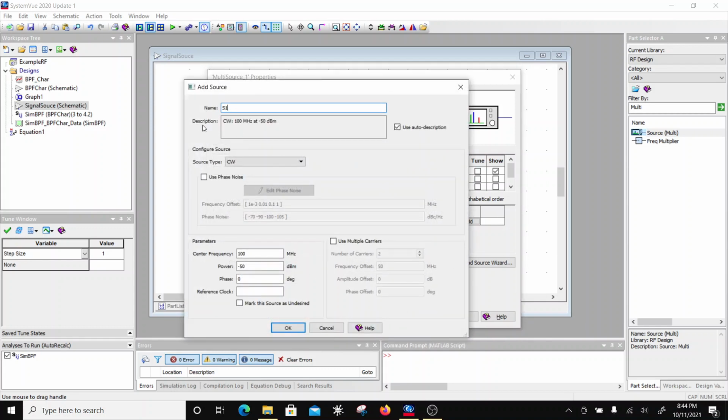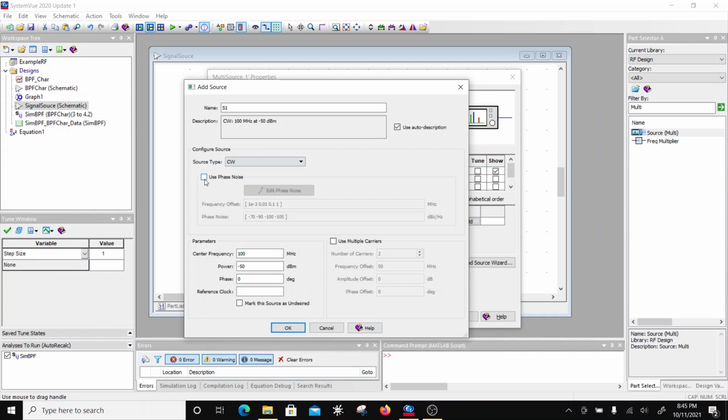So when you add a source, it says description, it's a CW source, and its level is -50 dBm, right? This is just a single frequency source. Then you can specify a wideband source and specify the bandwidth. You can specify a frequency spectrum and stuff like that. You can put a modulated source here. For now I'm going to put a CW source.